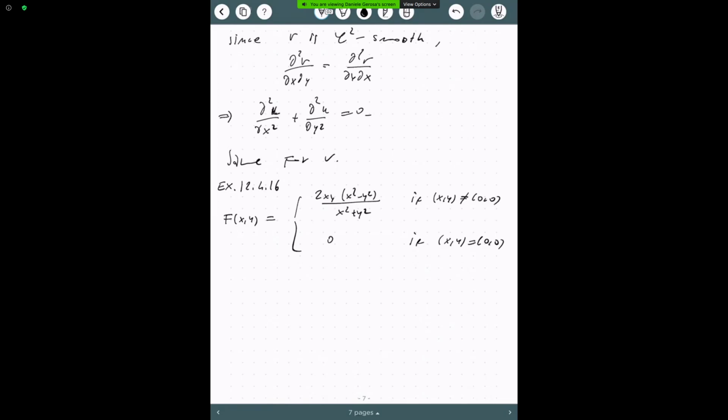So we want to calculate f1, f2, f12, f21 for (x,y) not equal to (0,0), and also calculate those derivatives at (0,0). And then there is another question, and then I will come back to it.